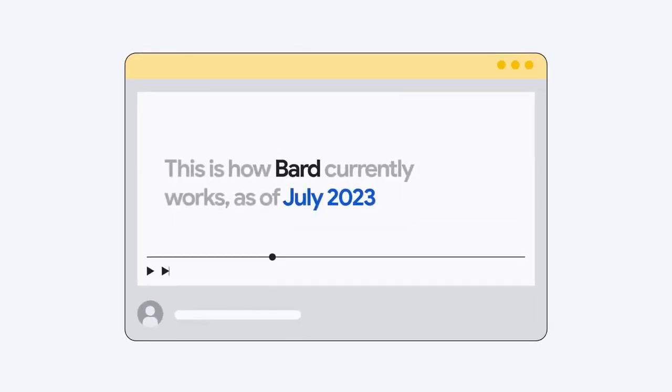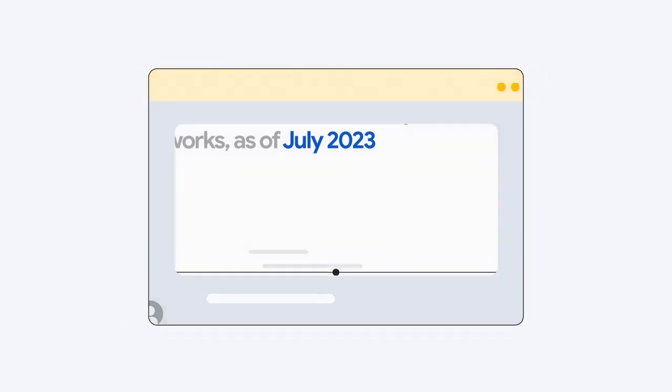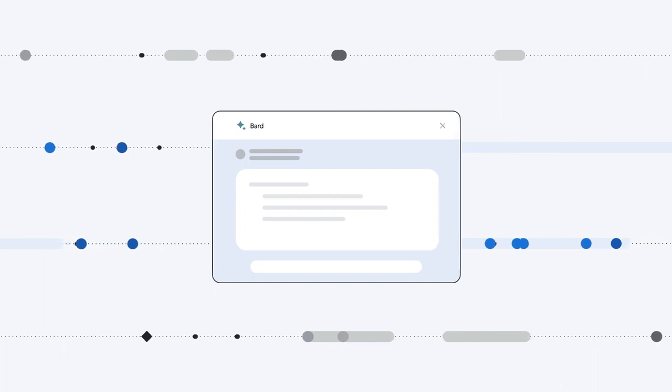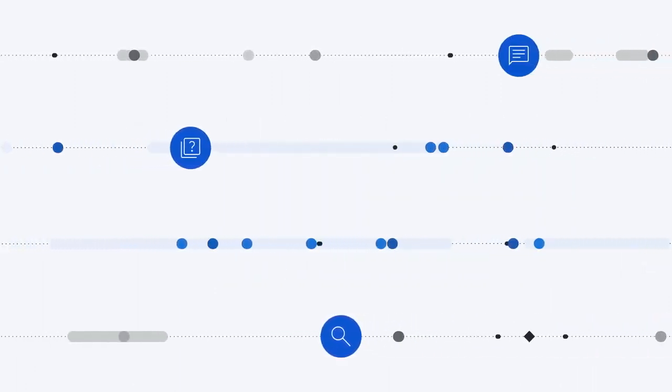What we covered in this video reflects how Bard currently works as of July 2023. We are actively adding to Bard's capabilities, and through ongoing research, testing, and user feedback, we'll continue to improve Bard together. To learn more about privacy and how Bard uses your data, visit the Bard Privacy Help Hub.